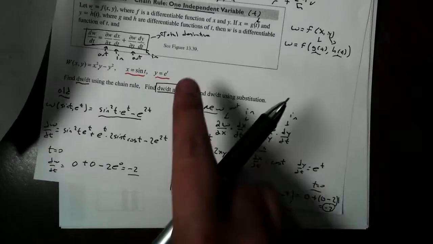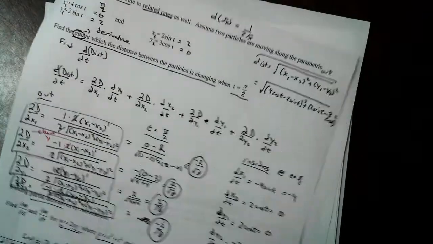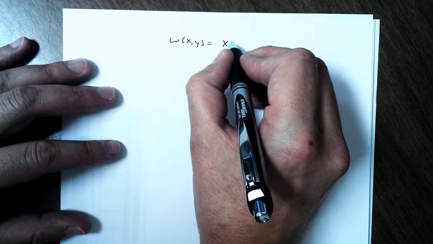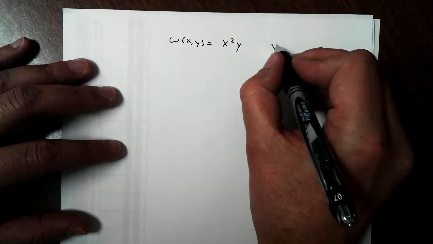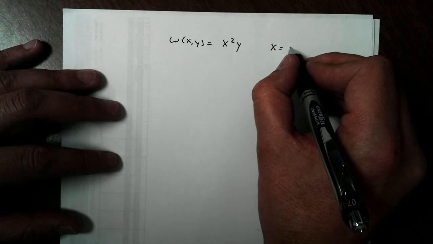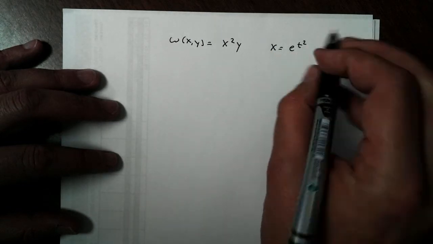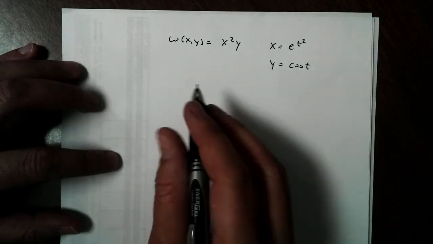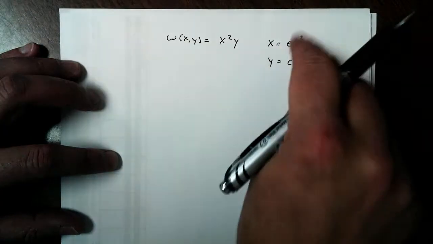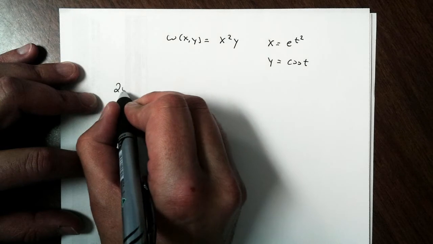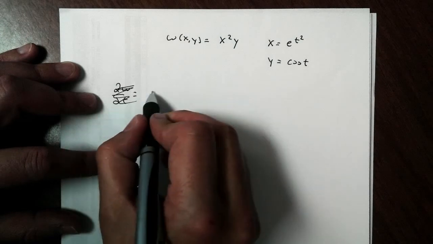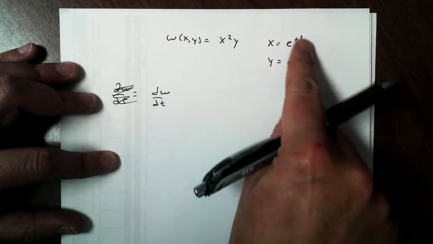The really hard one is something like this one. So let's just look at another example of a chain rule. So let's say w, which is again a function of x and y, is equal to x squared y. And I say x is equal to e to the t squared, and y is cosine t. Okay? So if I want to find the derivative of w with respect to t, oops, sorry, it would be the derivative itself, not a partial. It's not a partial because it's the actual derivative itself.